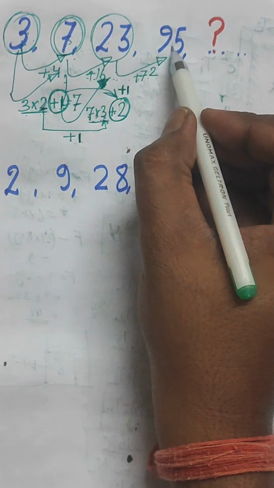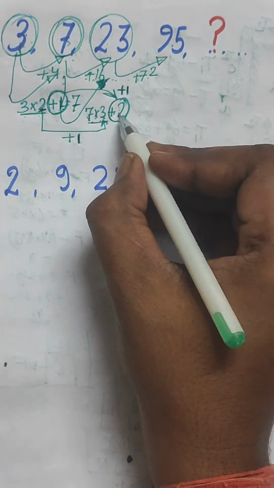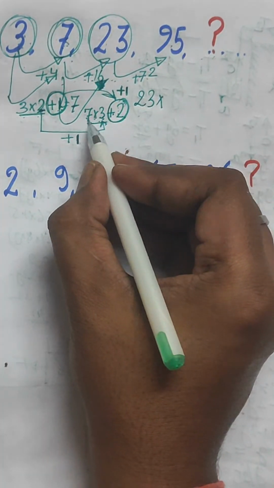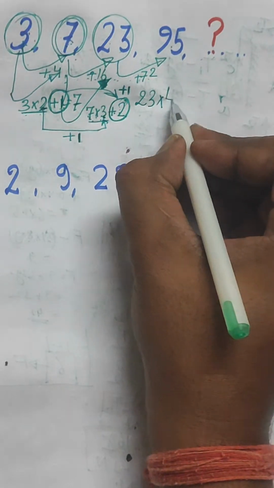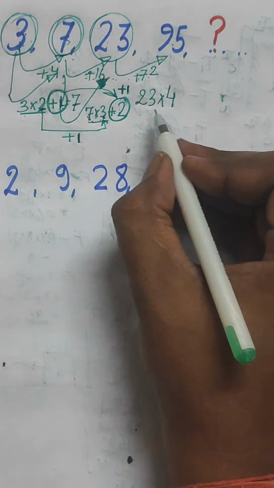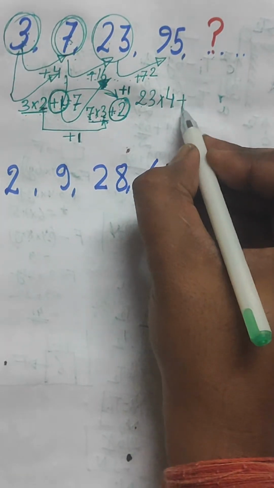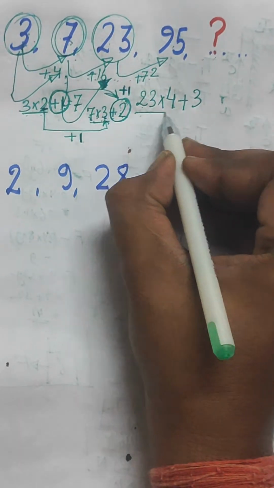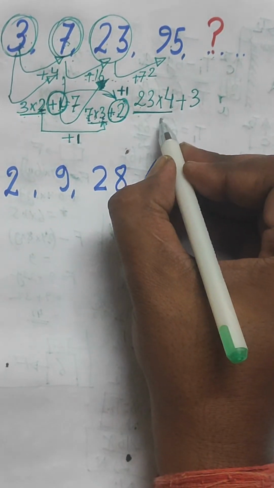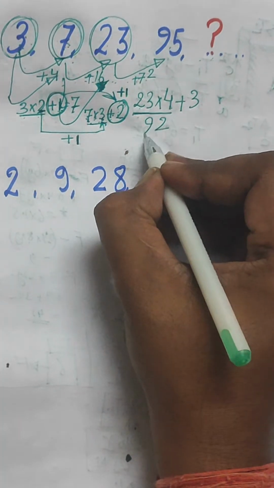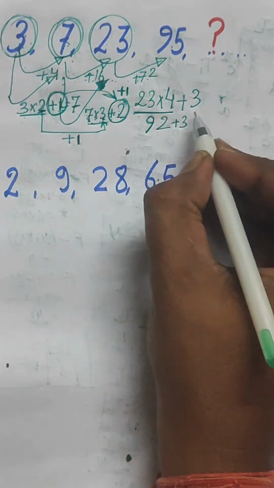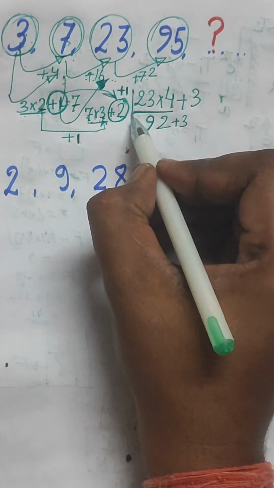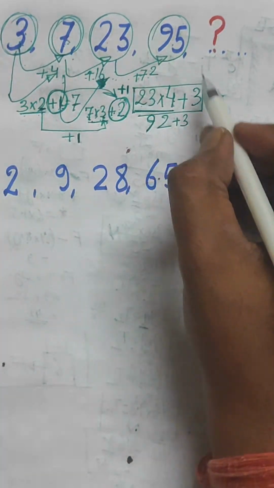Just check for the fourth number, 95. Using the same logic, 23 should be multiplied by 4, since earlier we multiplied by 3, and then 3 will be added, since earlier 2 was added. 23 into 4 is 92, and 92 plus 3 is equal to 95. That means this logic is applicable, and this number is 95.